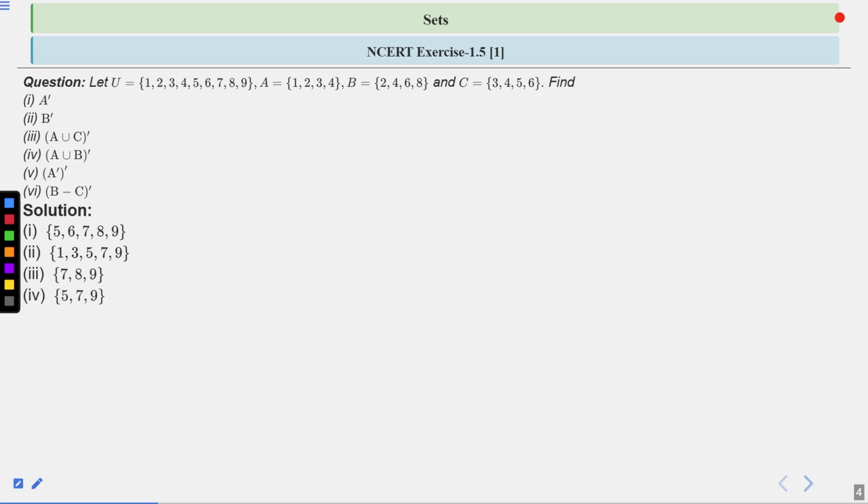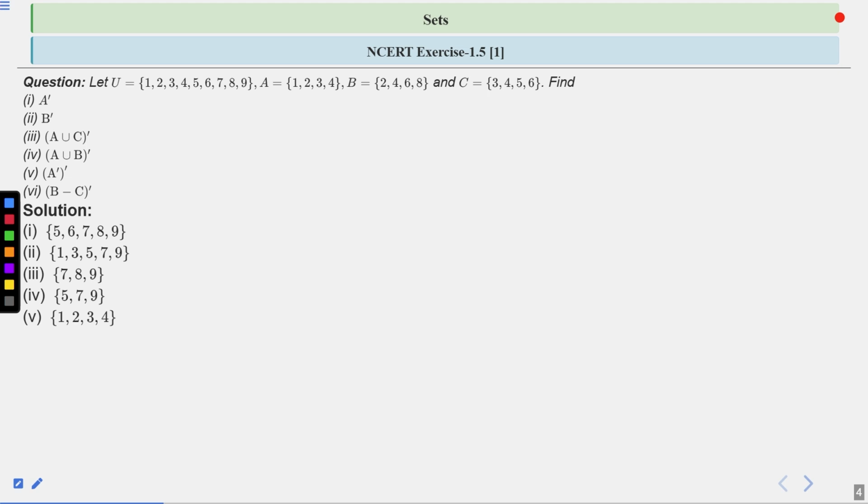Now, fourth, A union B whole complement. So, first of all, form your A union B set. In A union B, you will have elements 1, 2, 3, 4, 6, 8. Clear? Now, eliminate all these elements from set U. So 1, 2, 3, 4, 6, 8. You are left with only 3 elements 5, 7, 9, and the collection of these 3 elements will be your A union B whole complement.